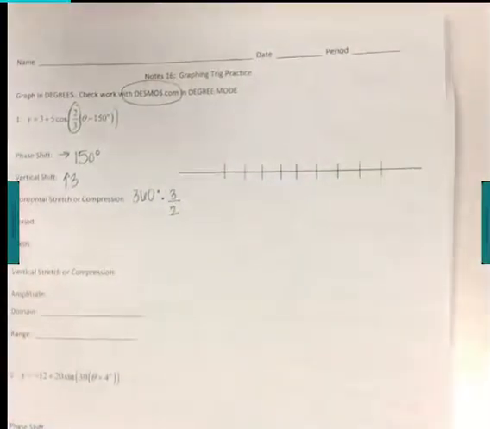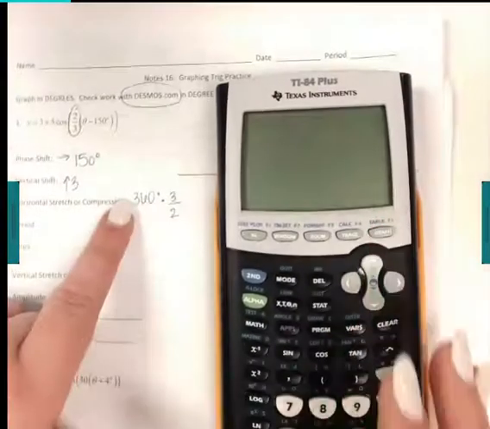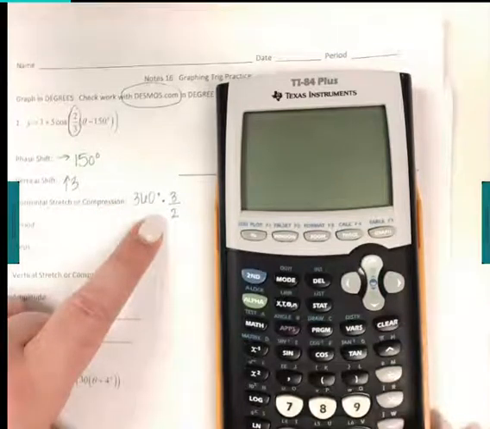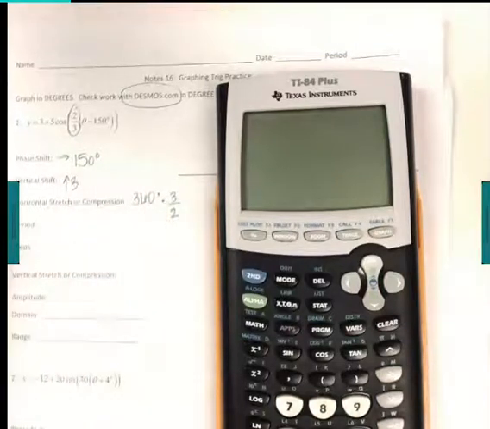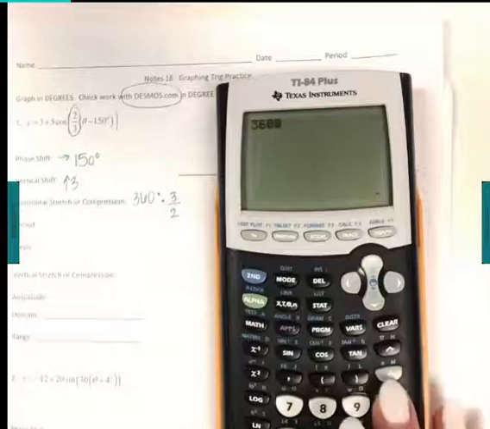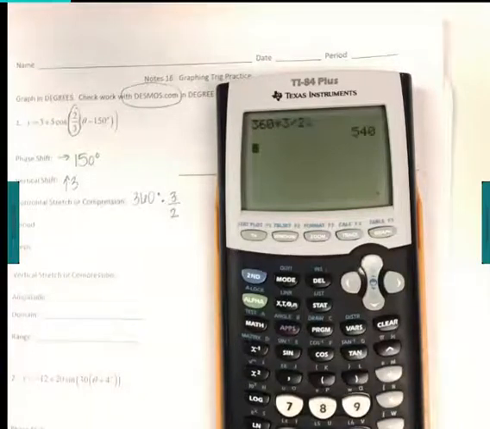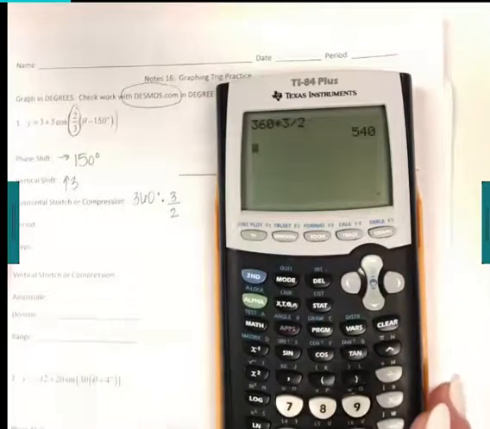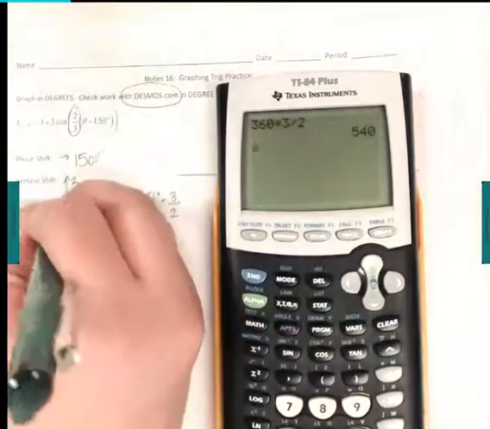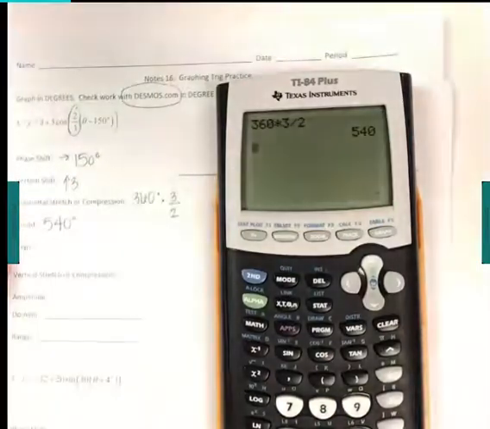3/2. Now, if you want to do that by hand, okay, for fun, you could do 360 divided by 2 is 180, then times by 3. Okay, you can also just do it in the calculator, though, totally fine. So, times 3/2, my period is going to be 540 degrees.